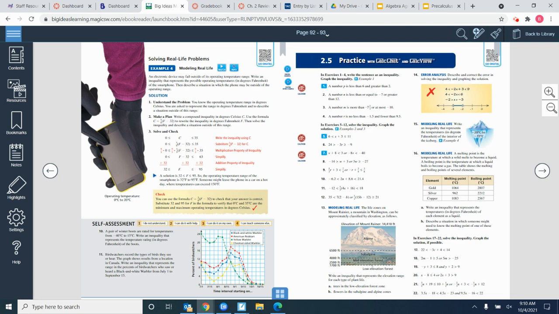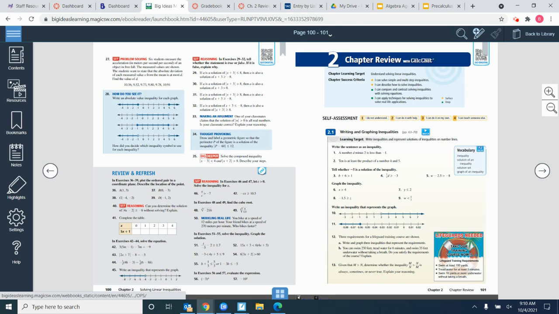All right, now I said go to 101 on here. So you can just click on that and then you can type in the page 101 and it'll jump there. Okay, on 101, this is the same thing that's in your book. It says chapter 2 review.